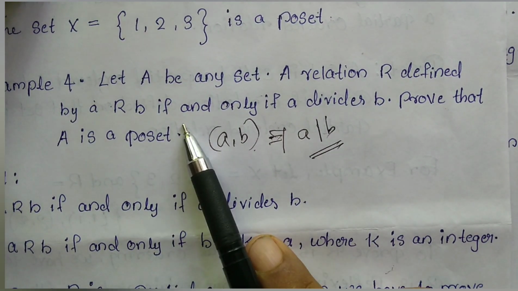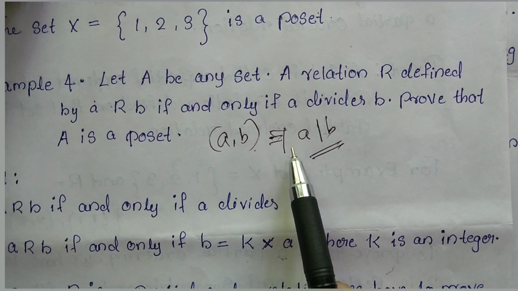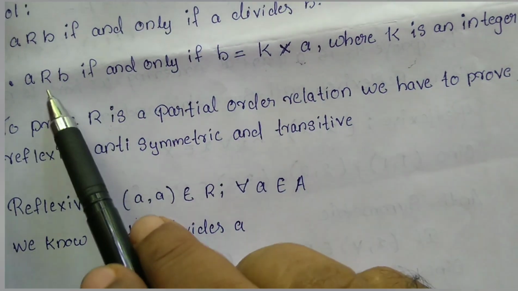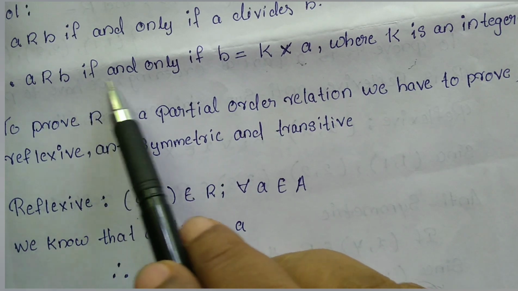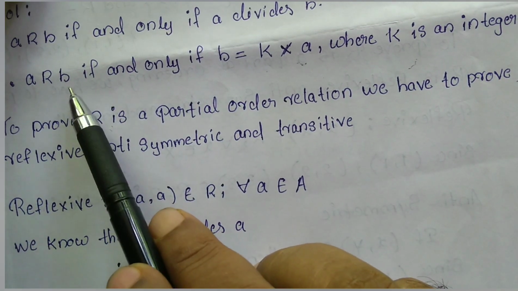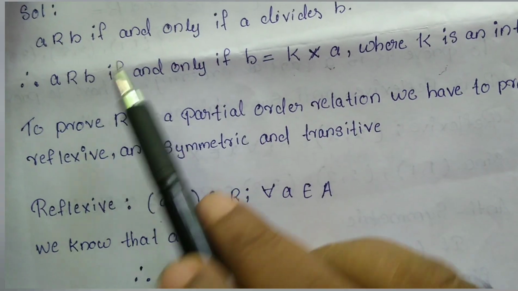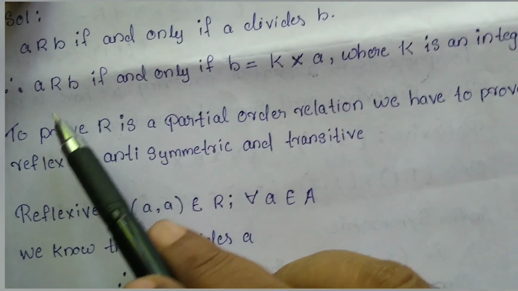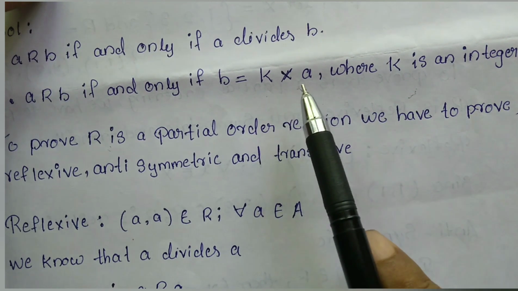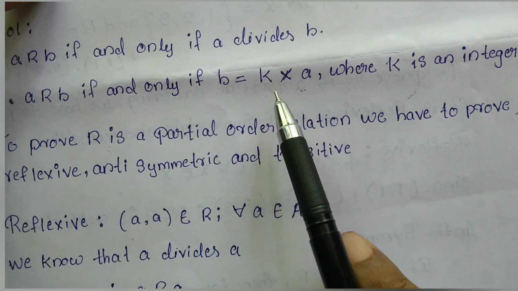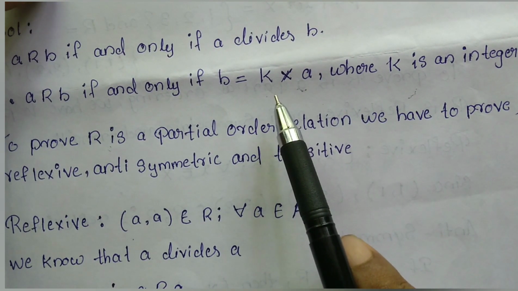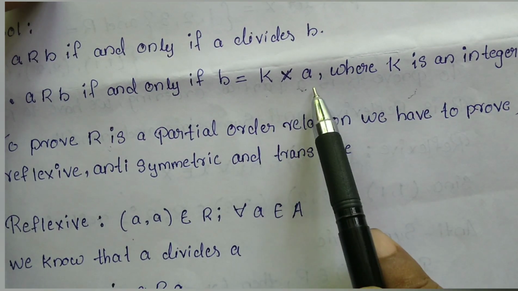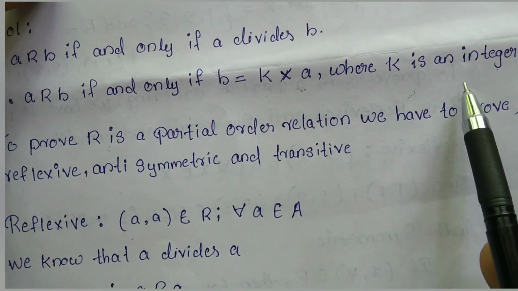Here we don't have any specific elements, that is, A is a general set, and we take the relation as division. A related to B means the first element divides the second one. So if A is related to B, it implies A divides B. If A divides B, it means B is a multiple of A, and the multiple should be an integer. So B can be written as K into A, where K is an integer.